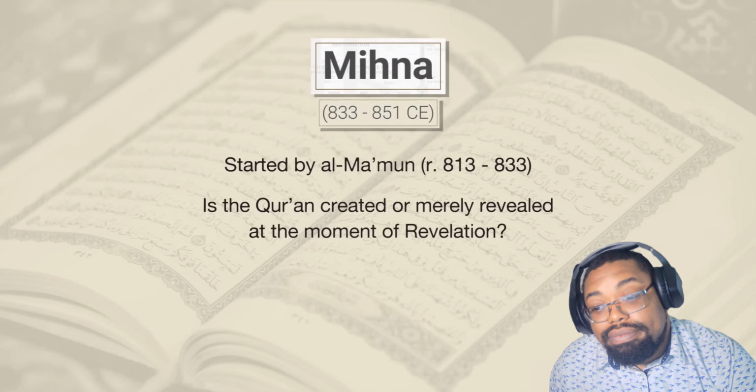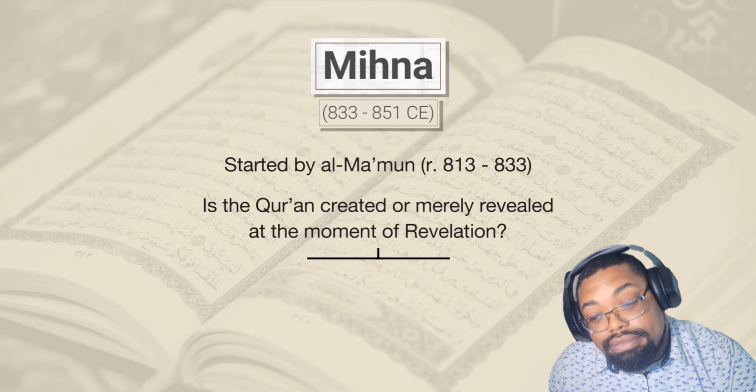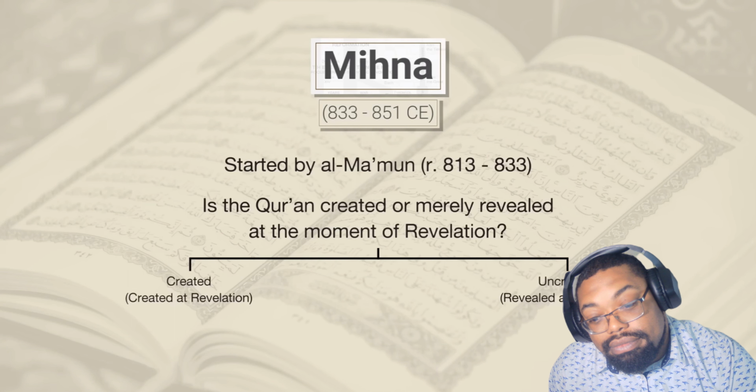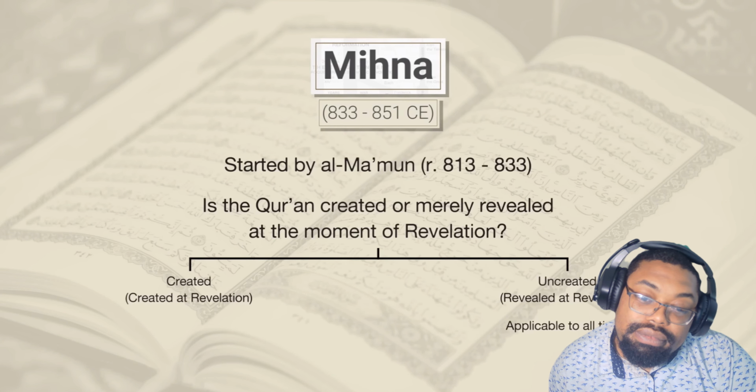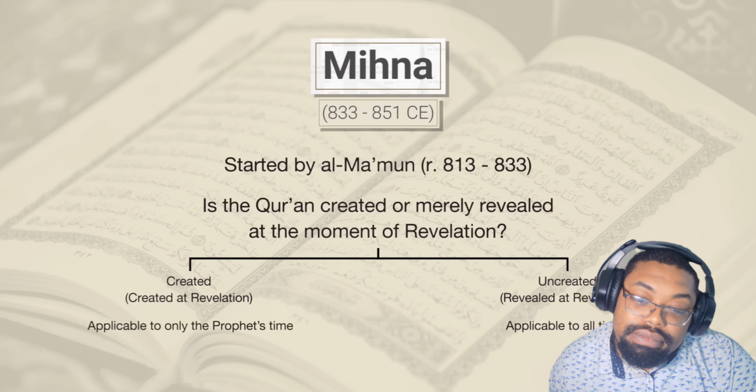The implications of that were that if the Quran had always existed since the beginning of time, then it is true for all times and its interpretations cannot change or be updated over time. However, if it was created at the time of revelation, it meant that the Quran applied only to that time and its meaning can be changed according to the times.